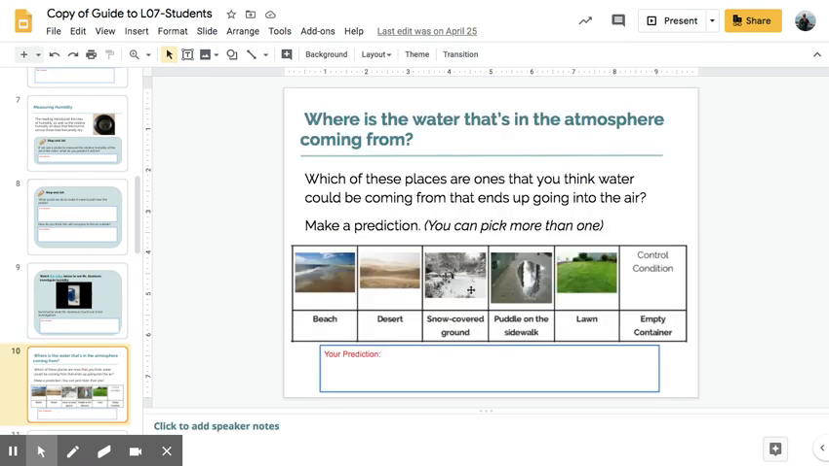Then here is a setup for an investigation. You are going to see different bottles that are set up as environments like a beach, a desert, snow, puddle, lawn, and then a control. So it's just empty. There's nothing in there. You're going to predict what would happen to the amount of water in the air.